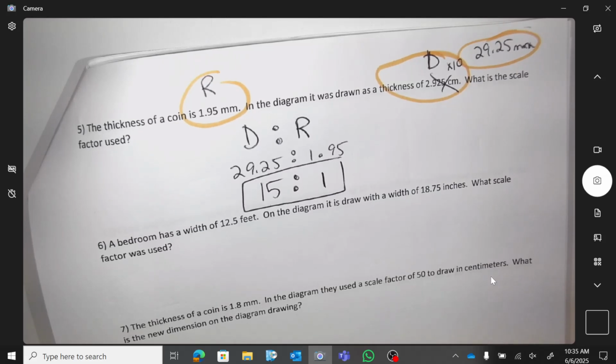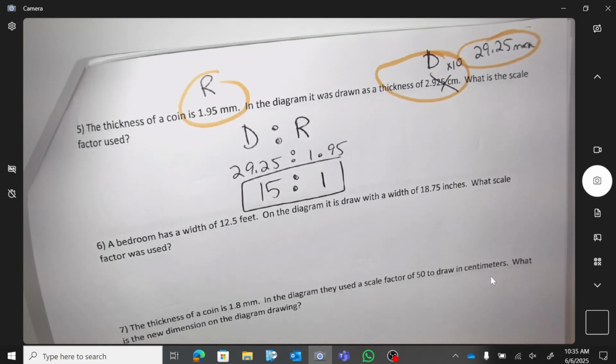Turn the smaller thing into a 1 and then multiply, divide, and that gets you your diagram. So in this case, my diagram is enlarged compared to my real life object, right? Because look at the thickness of a coin, it is very small. So on the paper, you're probably going to want to draw it bigger. Okay, and we'll do one more question like that, and then we're done with that section.